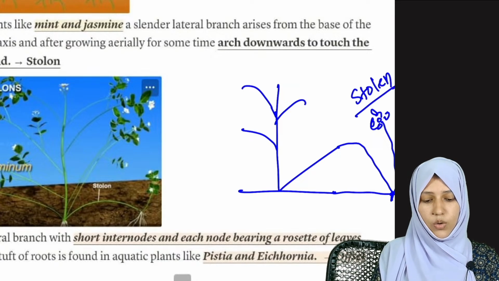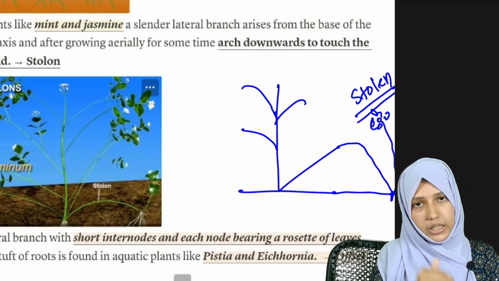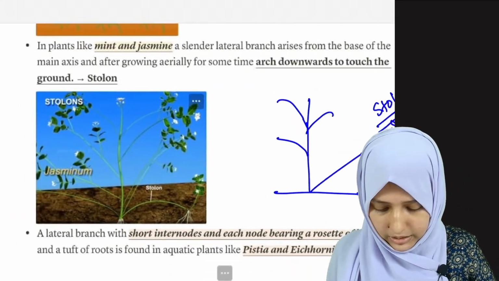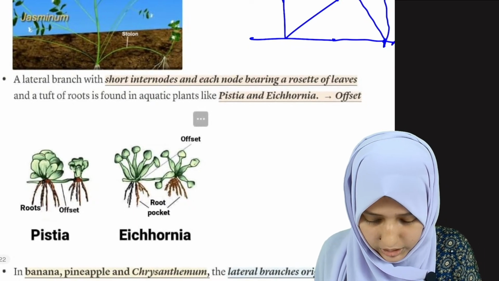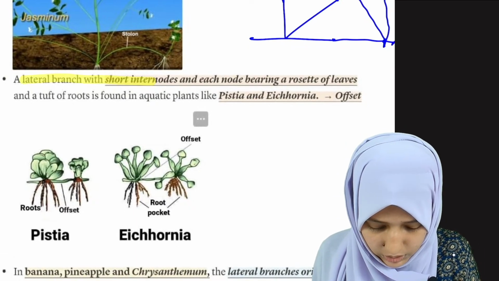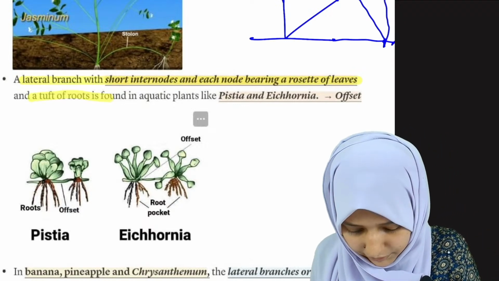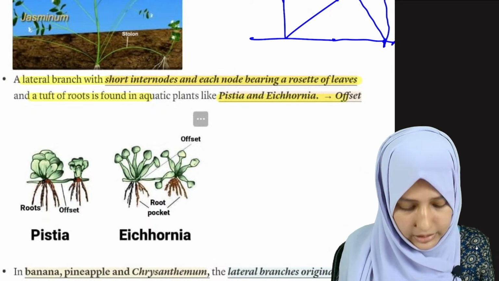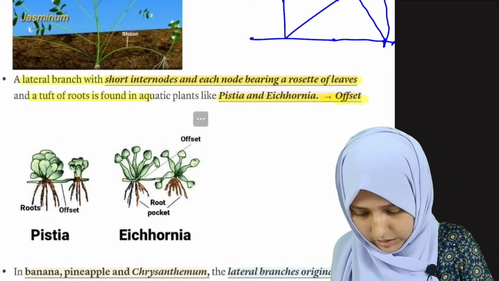Stolon. So runner, as we see, is by the underground stem, but stolon is like this, from the lateral branch arising from the base of the plant. Clear? And if the lateral branch has short internodes, with each node bearing a rosette of leaves and a tuft of roots, as found in plants like pistia and eichhornia, this type of propagation is known as offset. So just see, these are the lateral roots.